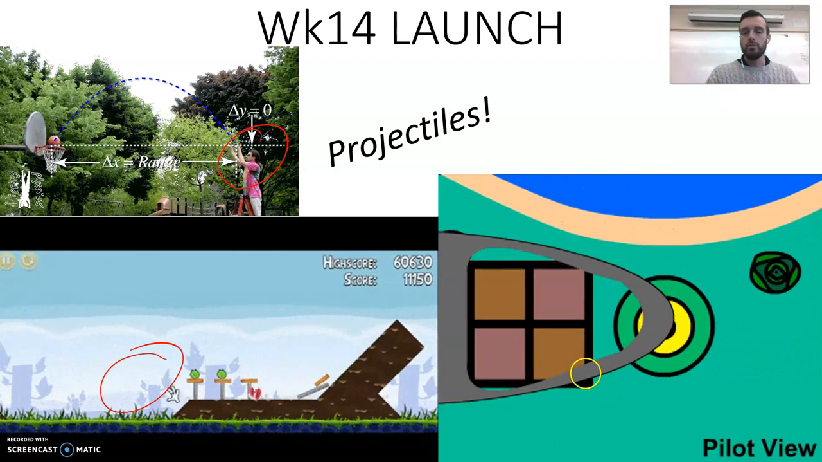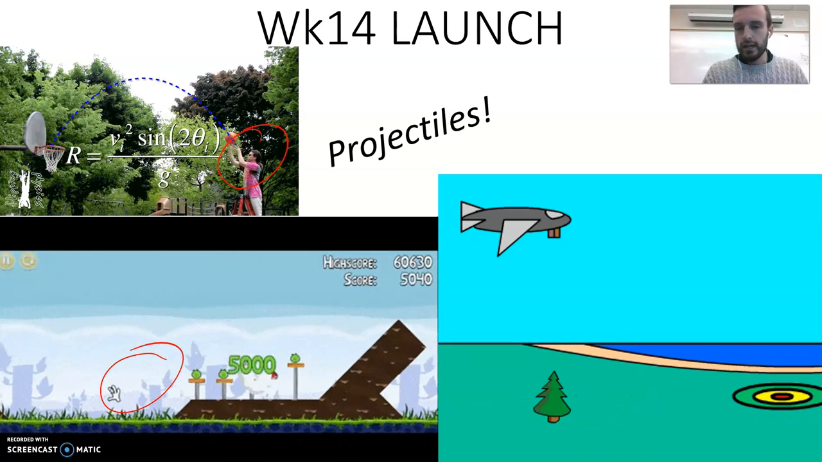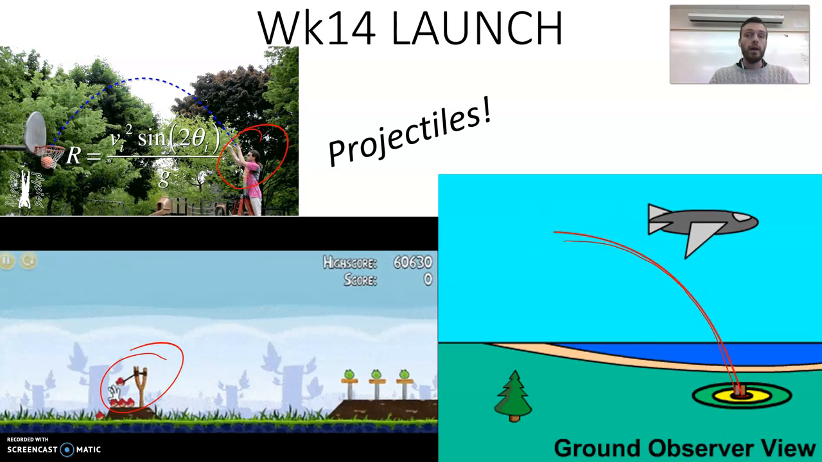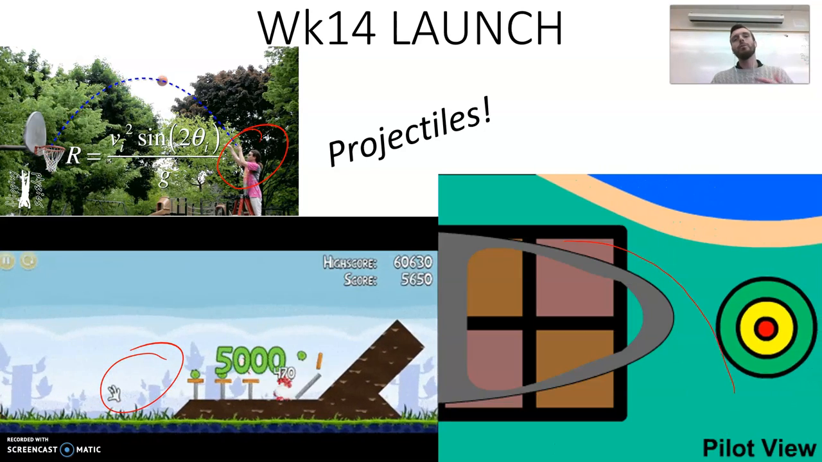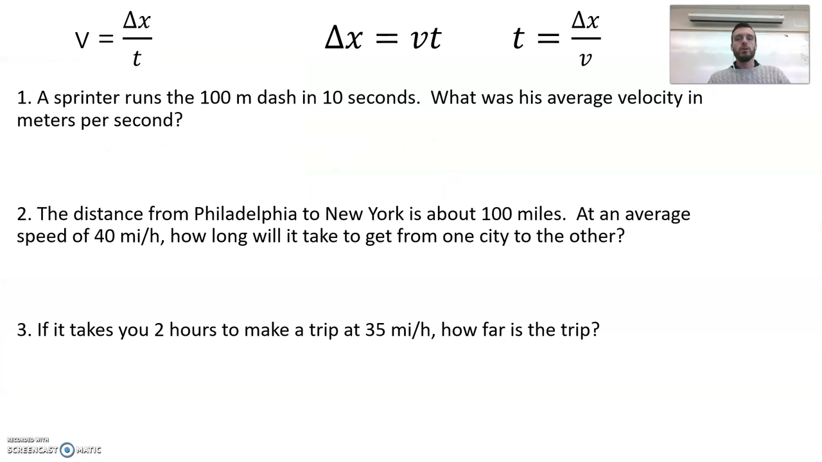And then we look at this example with the plane dropping the crate, what that might look like. And you can see that this little crate here is going to follow a curvy or projectile path. So when we say projectile, what we mean is something that flies through the air under only the influence of the force of gravity.